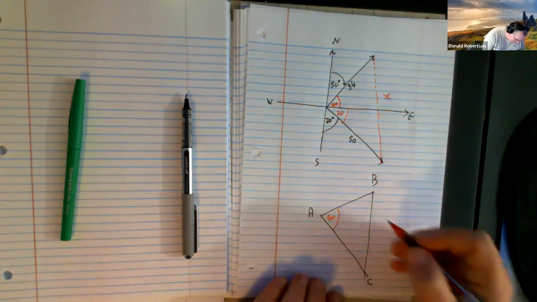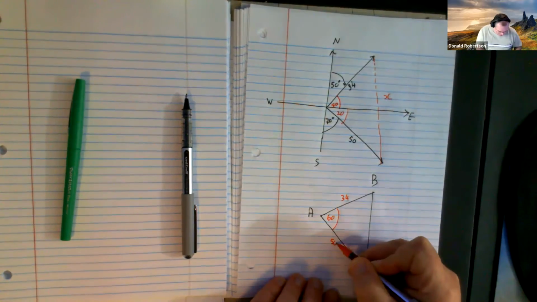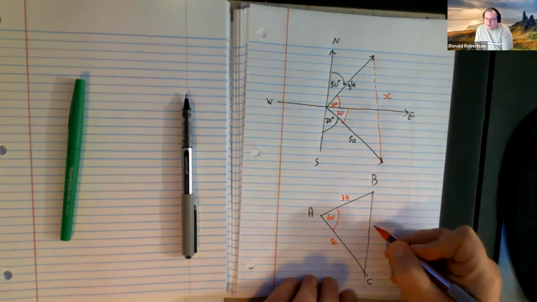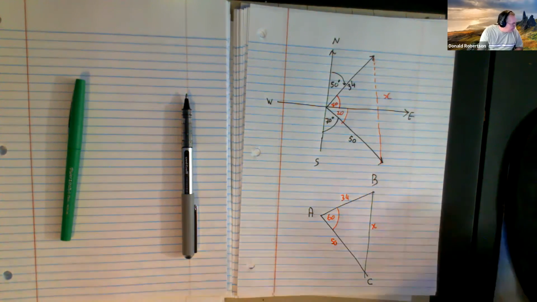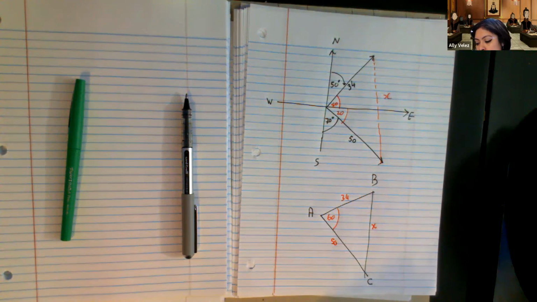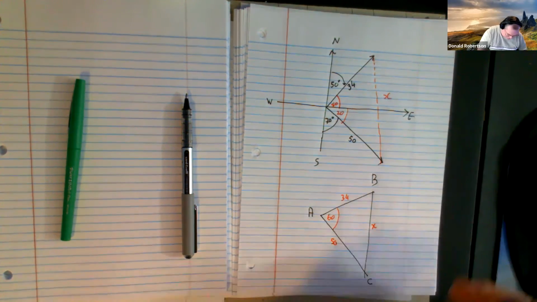Now, don't we know this guy is 34 and don't we know this guy is 50? And we're trying to find that guy. Sine rule or cosine rule? What will find the missing x in this story? Cosine. Agreed? Because it's two sides and the angle in between. And I'm not finishing that question. You can do that on your own.